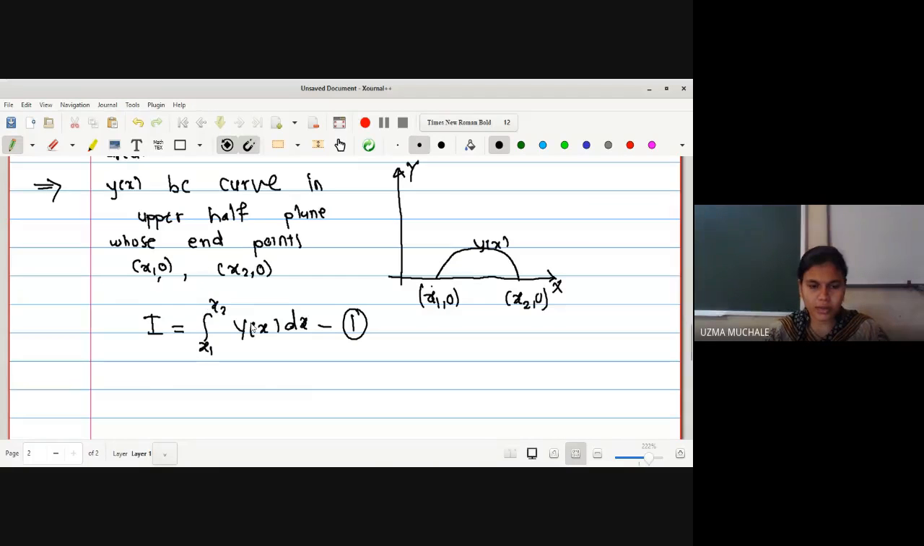This is what your curve looks like. The area bounded by the curve can now be found with the integration from x1 to x2, and the integration is with respect to x. Since we are in the upper half plane, we have to find the integration from x1 to x2 of the curve y of x. So we can write the area bounded by the curve and the x-axis as given.